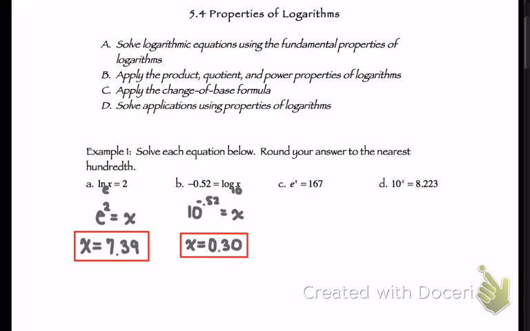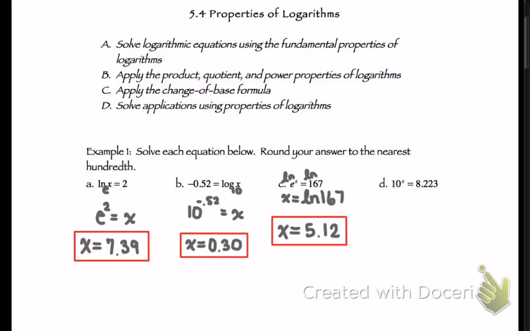Letters C and D are a little bit different because now they're written as exponents. So I know the inverse is to take the log or natural log of both sides. In letter C, I know it's in base e. So I should take the natural log of both sides. That's the inverse, so they cancel each other out. I'm left with x equals the natural log of 167. Type natural log 167 in your calculator, and voila, you should get 5.12.